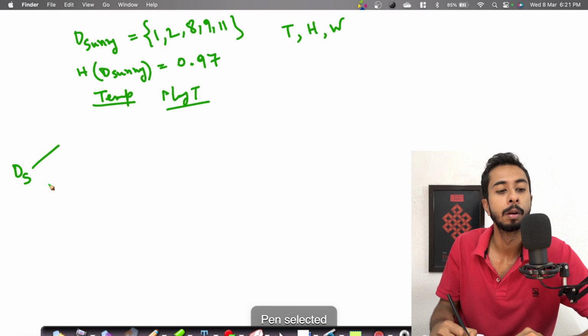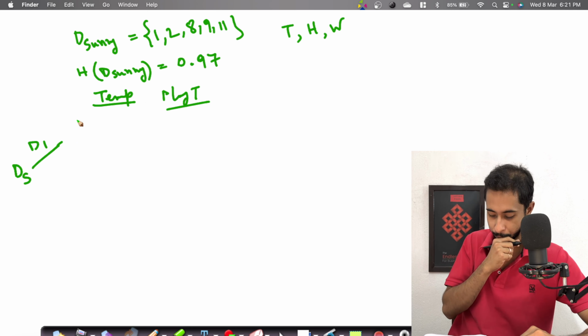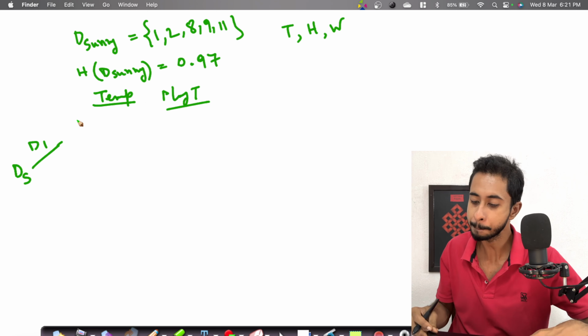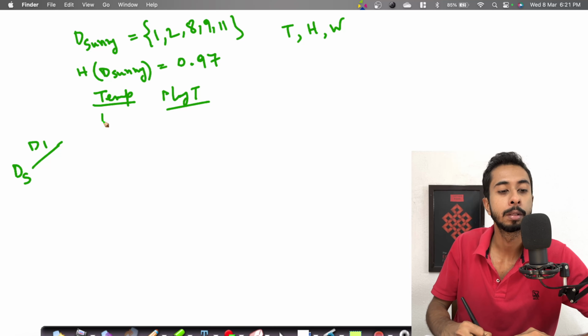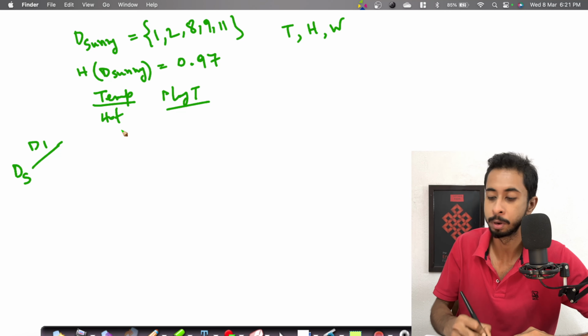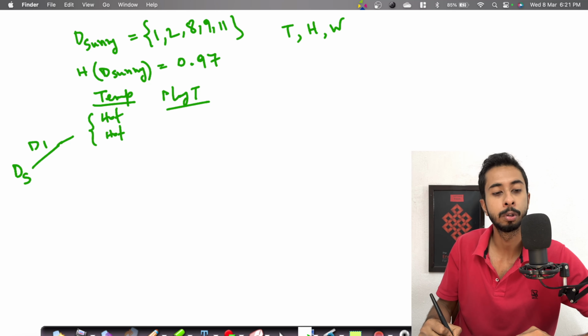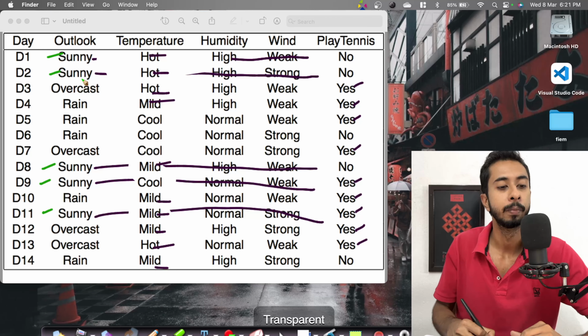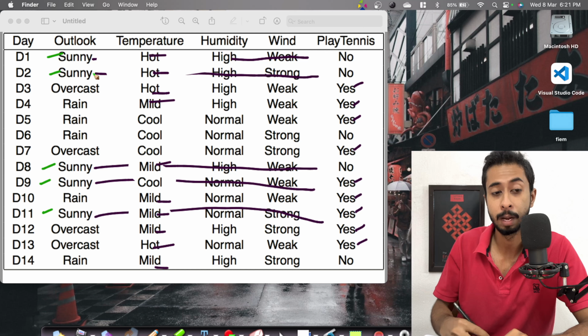Let's break it as temperature is, I think, 3: hot, mild and cool, right? So let's write hot. How many hots are present? 2 hots are present. Now maybe you are confused how 2 hots are present. Look at this. We are considering the Sunny data only. Remember that, that's why.